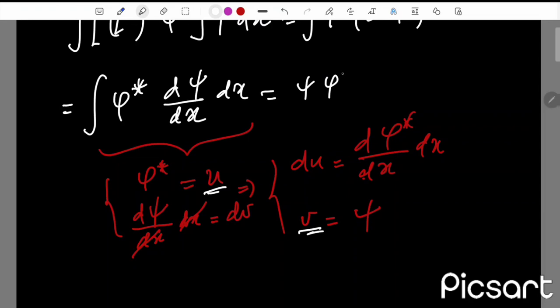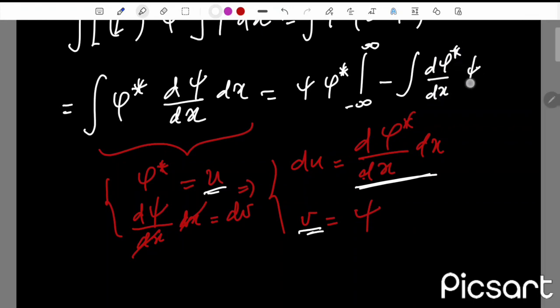And now, by definition of integral by parts, we have this has equal to u times v, which is psi times phi star. We are taking this integral from minus infinity to infinity, which is the whole space here, and we have minus v, which is psi, times d of u, which is this, and I will write this as d of phi over d of x times psi d of x.